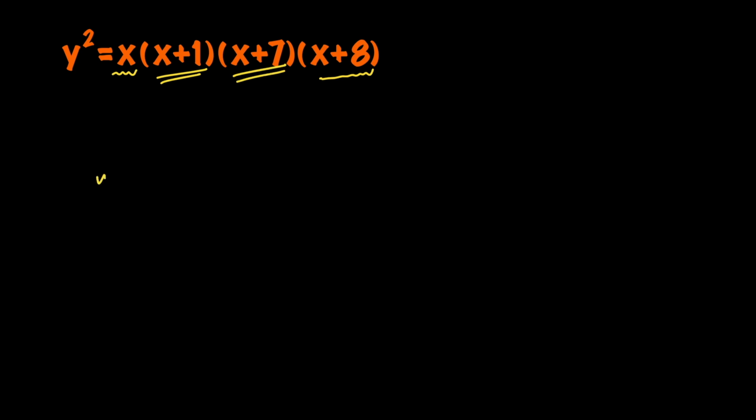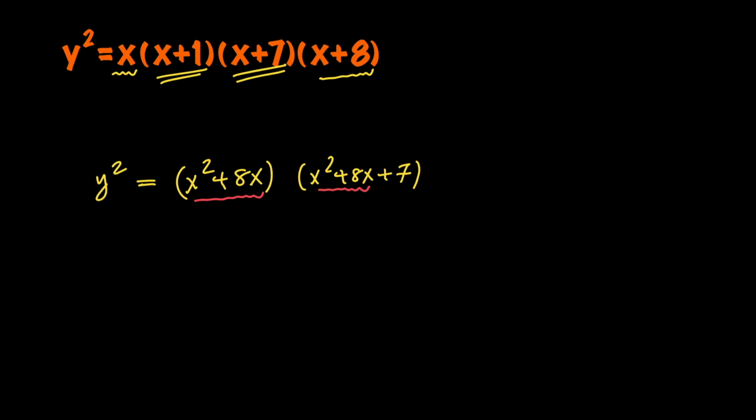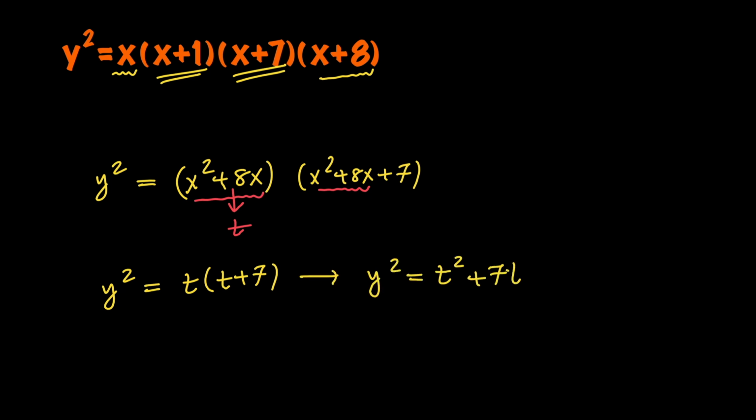So we're going to have y squared equals x times (x plus 8), which is x squared plus 8x. And (x plus 1) times (x plus 7) is x squared plus 8x plus 7. Cool. Now, if you look at this, you can see that x squared plus 8x is repeating. So let's replace this with something like t. From that, we can say that y squared is t times (t plus 7), which means that y squared is t squared plus 7t. Great.